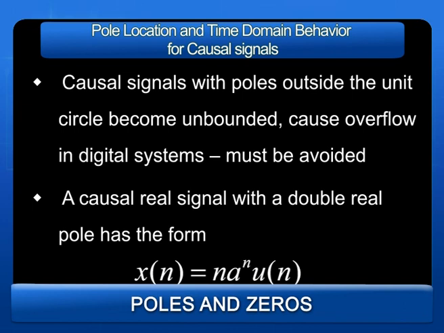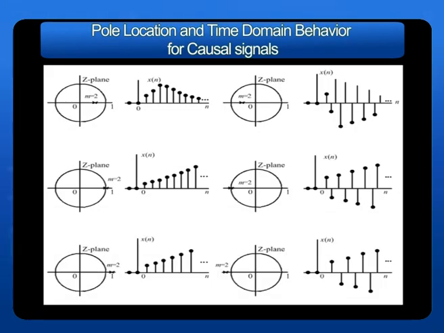Then if you look at a causal real signal with a double real pole of this form, what is a double real pole? x of n is equal to n times a to the power of n u of n. So this creates a double pole, and let us look at different cases of double pole in this figure. In the first figure you see here, we have two poles lying inside the circle. Then in the second case, two poles lying on the circle, and similarly a double pole lying outside the circle.